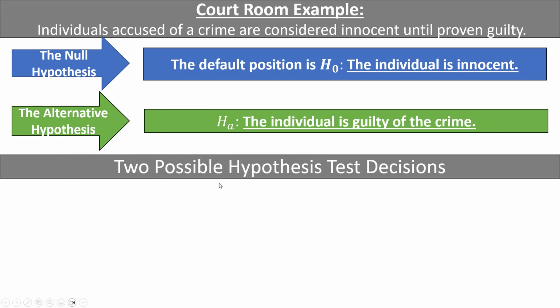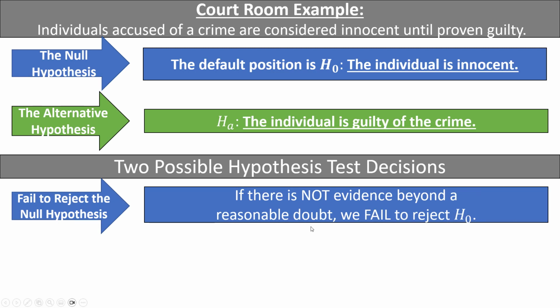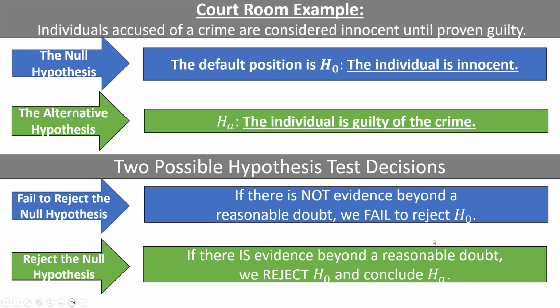We have 2 possible hypothesis test decisions once we've collected the data. We will either fail to reject our null hypothesis if there is not evidence beyond a reasonable doubt. So if we don't have evidence beyond a reasonable doubt, then we're not able to say that this person is guilty. And we would say that we have not rejected the claim of innocence, or failed to reject that claim. On the other hand, if there is evidence beyond a reasonable doubt, such as DNA evidence at the crime scene, then we're going to reject the null hypothesis of innocence, and we're going to conclude the alternative, that this person is most likely guilty of the crime.